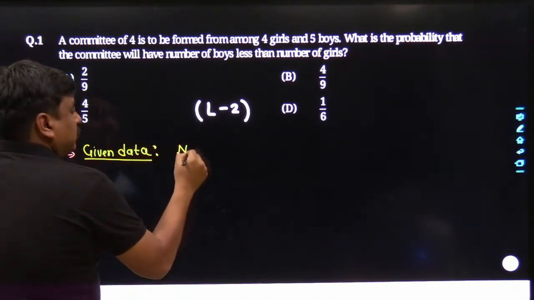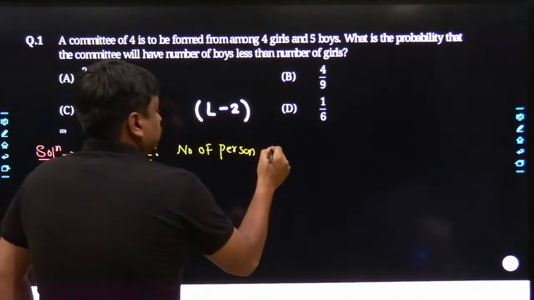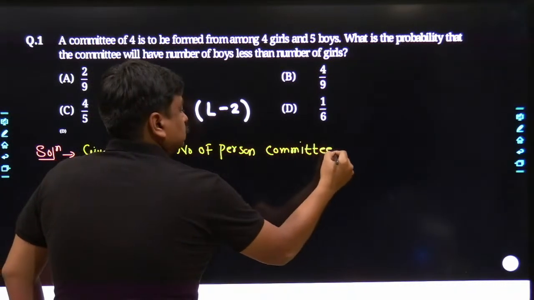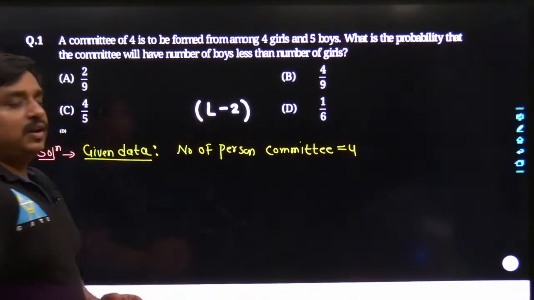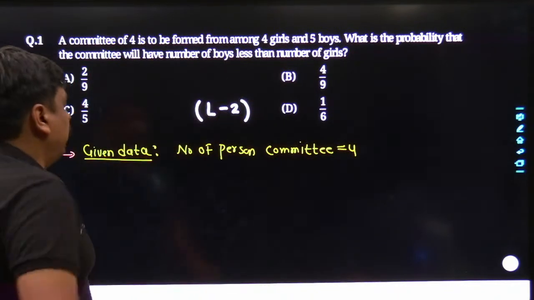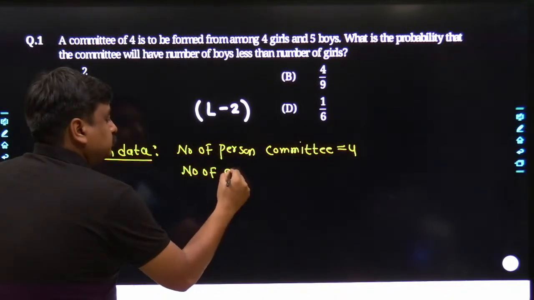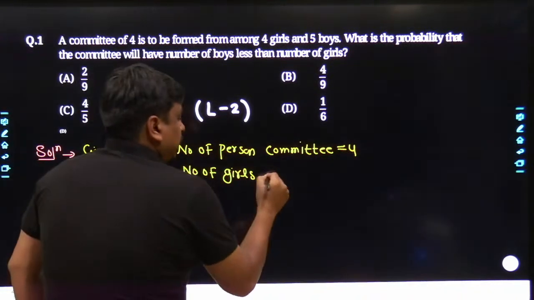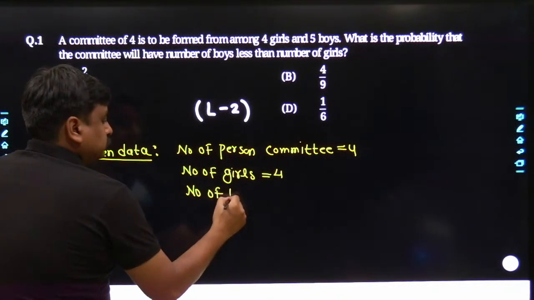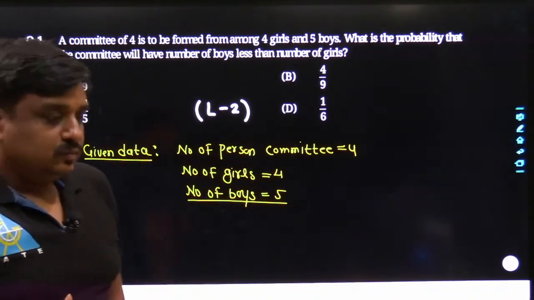number of persons in the committee is clearly given as 4. Now the 4 is to be formed from 4 girls and 5 boys. How many girls do we have? Number of girls is equal to 4. Number of boys is equal to 5.